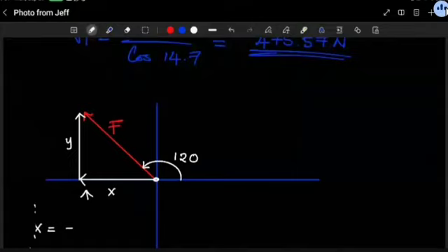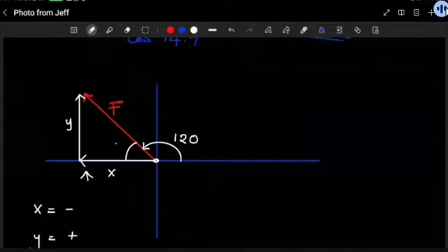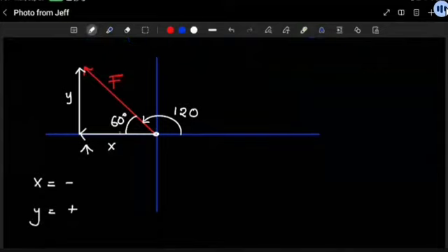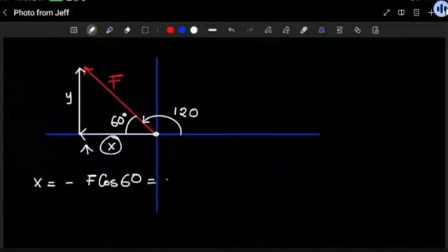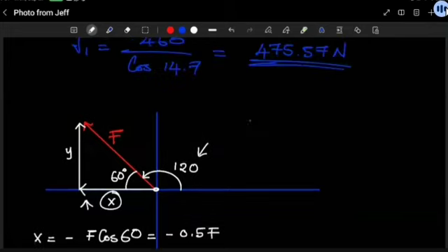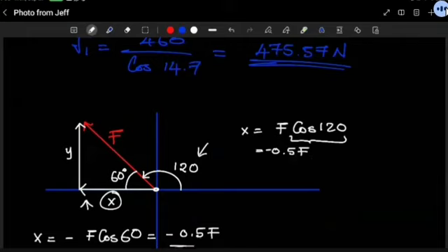For example, I use 120. I know if that is 120, then this angle here must be 60. So if I was to get the x component using 60, going to the left, so it will be negative. Then I'll have the force itself, whatever the number is, times cos 60. Cos 60 is half, so I'll have negative 0.5 times F. But if I want to use the 120 now, I don't have to worry about the direction. The x component will be equal to the force itself times cos 120. Cos 120, when you evaluate it, gives you negative 0.5, which again reduces to the same expression.